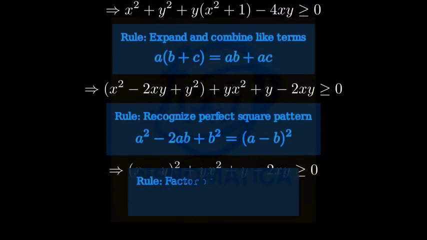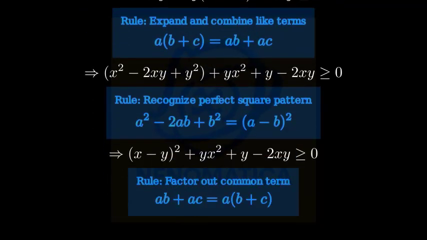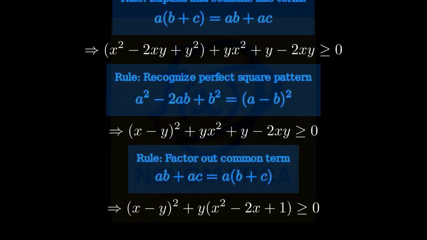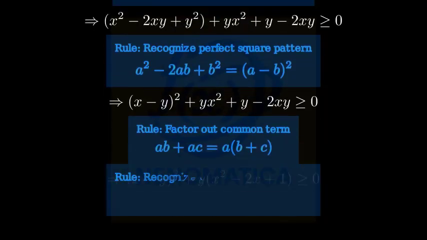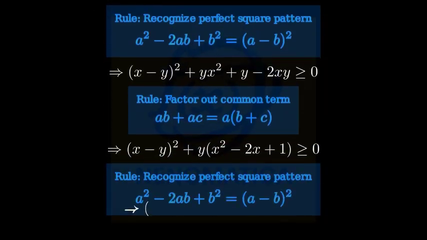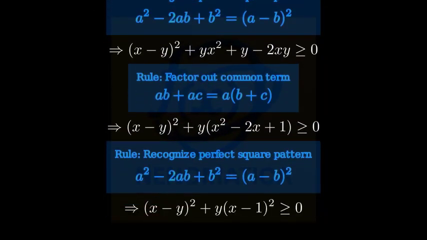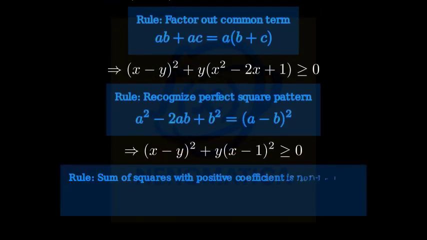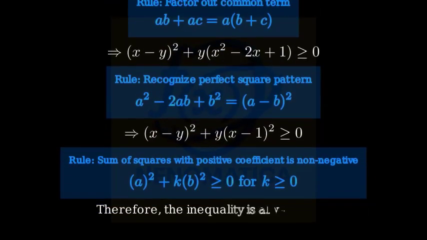Next, let's factor out y from the remaining terms. This gives us (x - y)² + y(x² - 2x + 1) ≥ 0. Looking at the expression inside the parentheses, we can recognize another perfect square. So our inequality becomes (x - y)² + y(x - 1)² ≥ 0. Since both terms are squares, and y is assumed to be positive, the entire expression is always greater than or equal to 0.